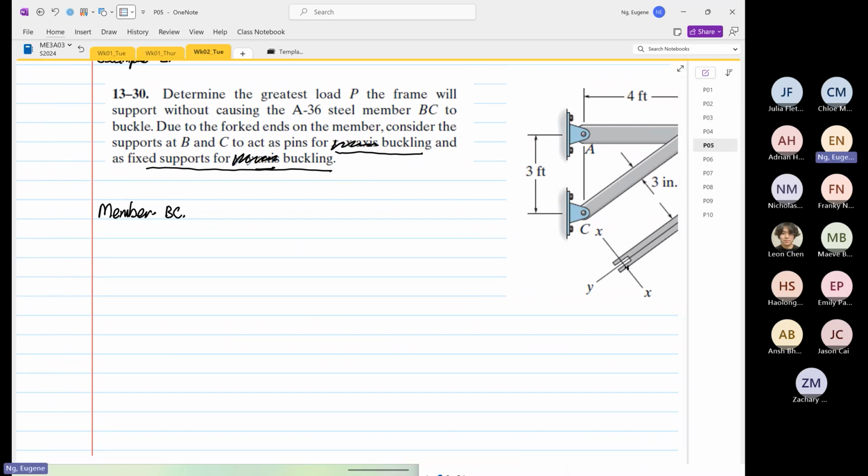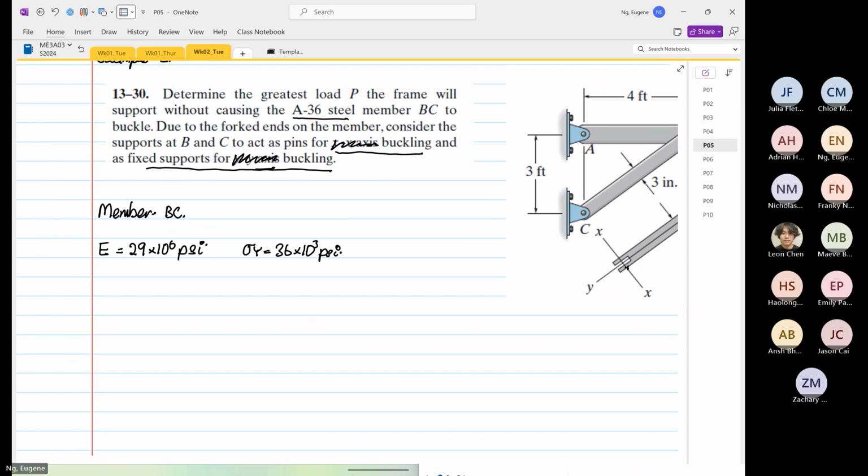So what is given to us is A36 steel. If you look at the table for A36 steel, the Young's modulus is equal to 29 times 10 to the power 6 psi. And if my memory doesn't fail me, which it usually does, the yield stress is equal to 36 times 10 to the power 3 psi.